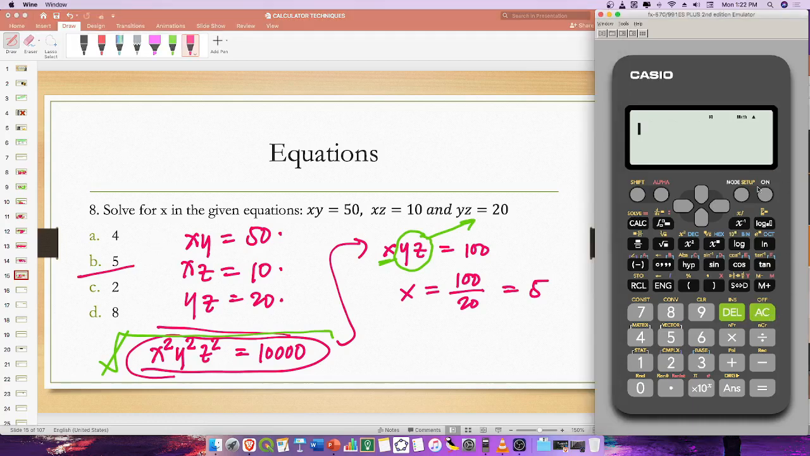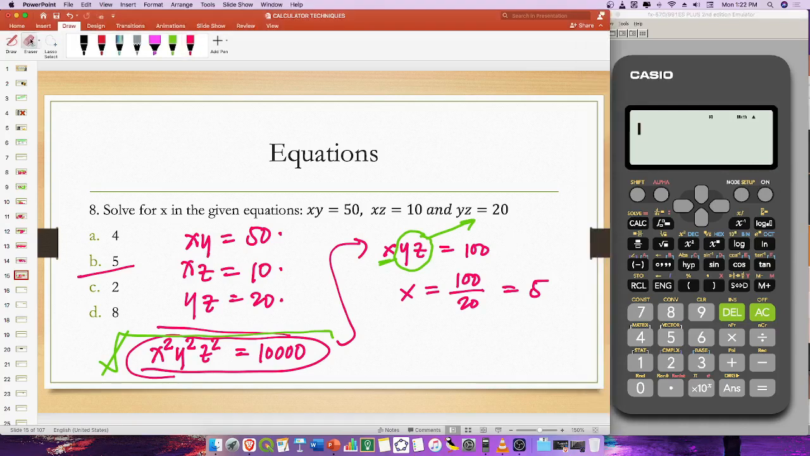So another way of solving this problem is using your calculator. So how are you going to do that? Because in your calculator, you don't have multiplication, or x times y, or how many equations. It's addition. So from multiplication, we need to convert this to addition. Okay. So how are you going to do that? How do we convert multiplication to addition?